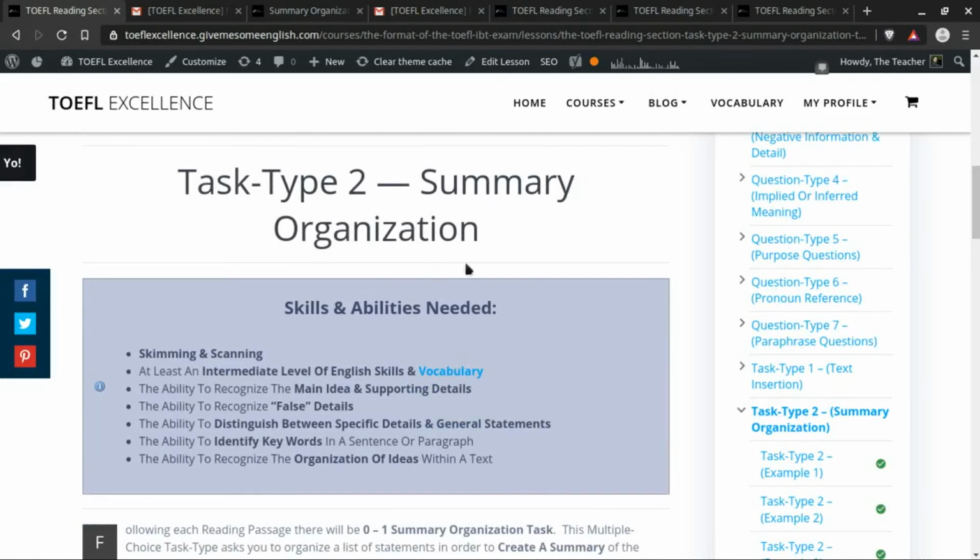So that is the summary organization task in the reading section of the TOEFL IBT.